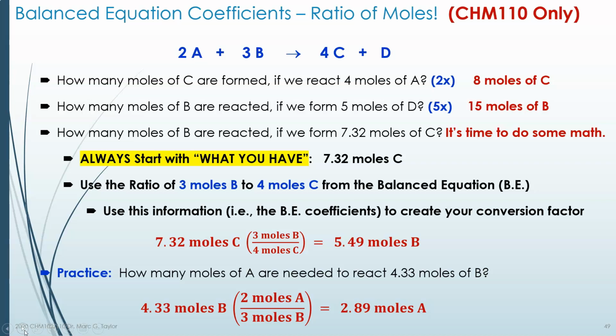Now, does that make sense? We end up with less moles of A than we started with moles of B. Well, yes. Look at the original balanced equation. For every 3 moles of B, we only need 2 moles of A. So our number should be 2/3 of our original number. 2/3 of 4.33 is, in fact, 2.89 moles of A. So it worked.